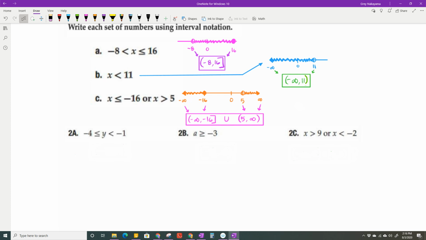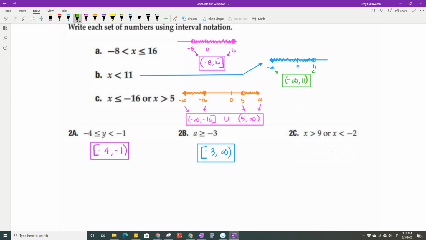Pause. You're back. Okay, so y is between -4 and -1. So those are my 2 numbers that I'm going to use. There's an equal sign with the -4. There is a parentheses with -1 because it's not equal to. Okay, a is greater than or equal to -3. So I need the numbers bigger than -3. So I'm going from -3 to infinity. It's equal to, so I have a bracket with -3, parentheses with my infinity symbol.